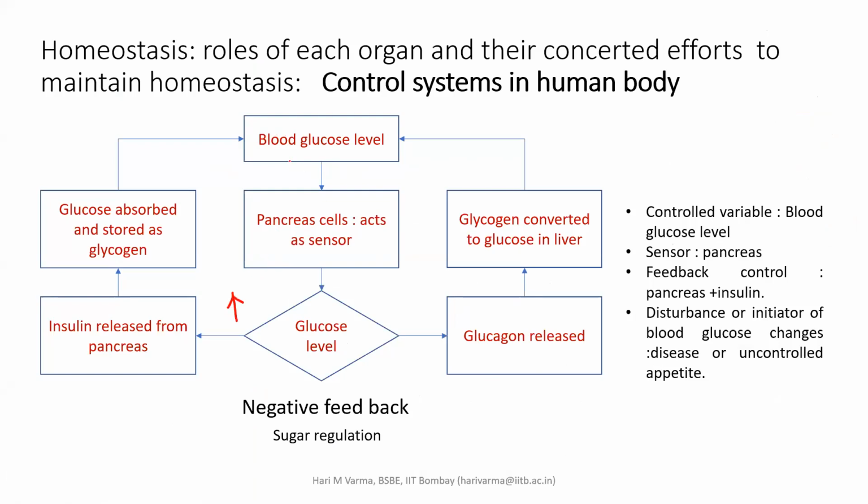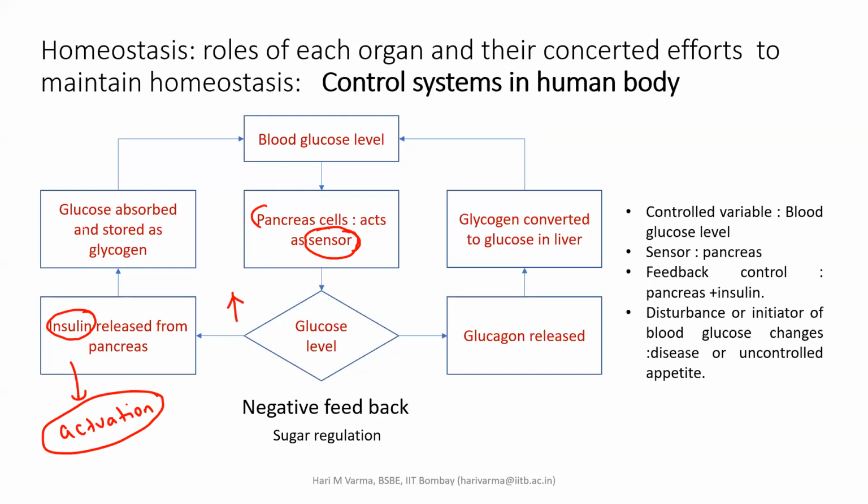So when the blood glucose level increases, the pancreas will sense it. If the pancreas cells sense that their glucose level has increased, insulin is released. It's called actuation. When the insulin is released, glucose is absorbed and stored as glycogen, because insulin ensures that the glucose is converted into glycogen, which is stored in the liver.